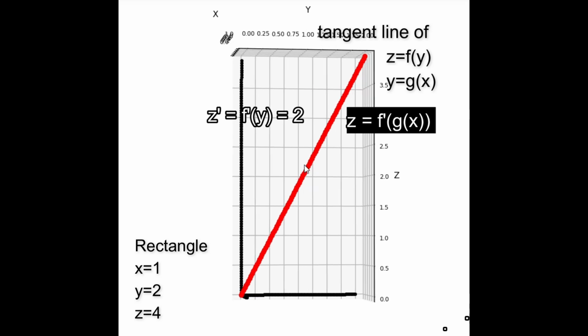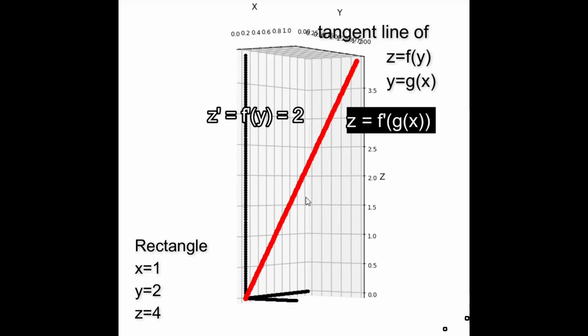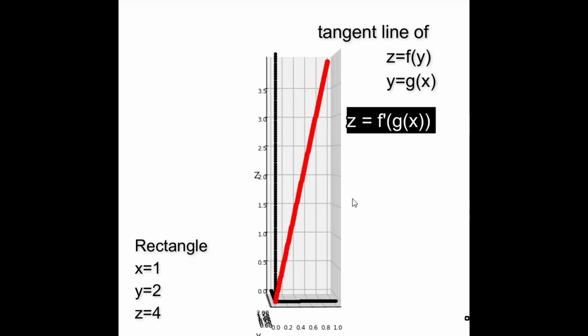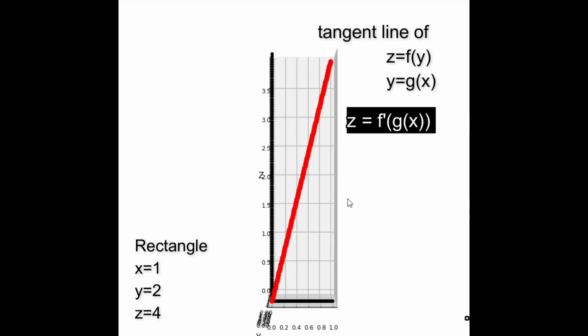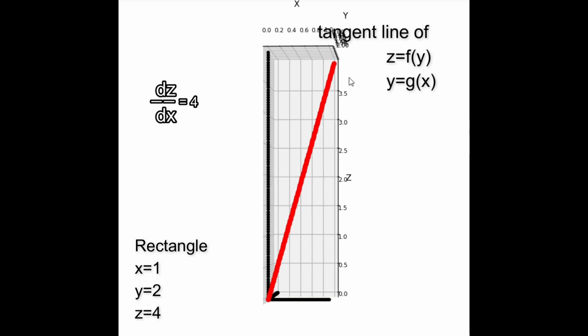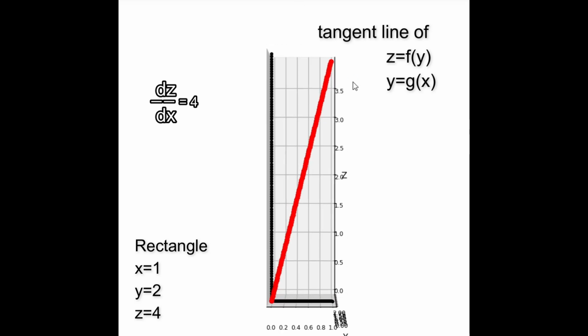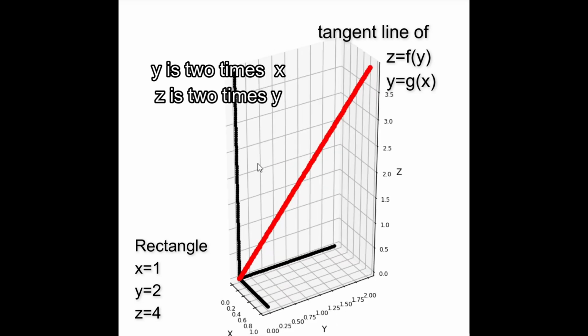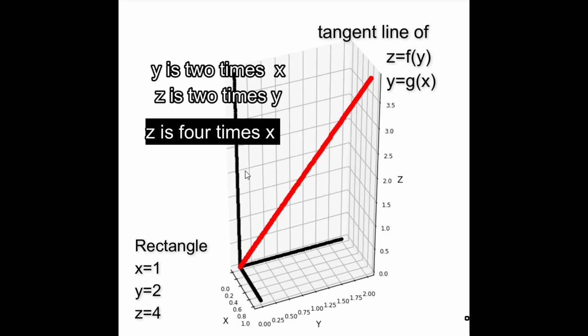Since z is a function of y, and y is a function of x, when we look from x to z, x increases by 1, and z increases by 4. This means the derivative dz dx is 4. Essentially, y is 2 times x, and z is 2 times y. Therefore, when viewed from x, z is 2 times 2, which is 4 times x.